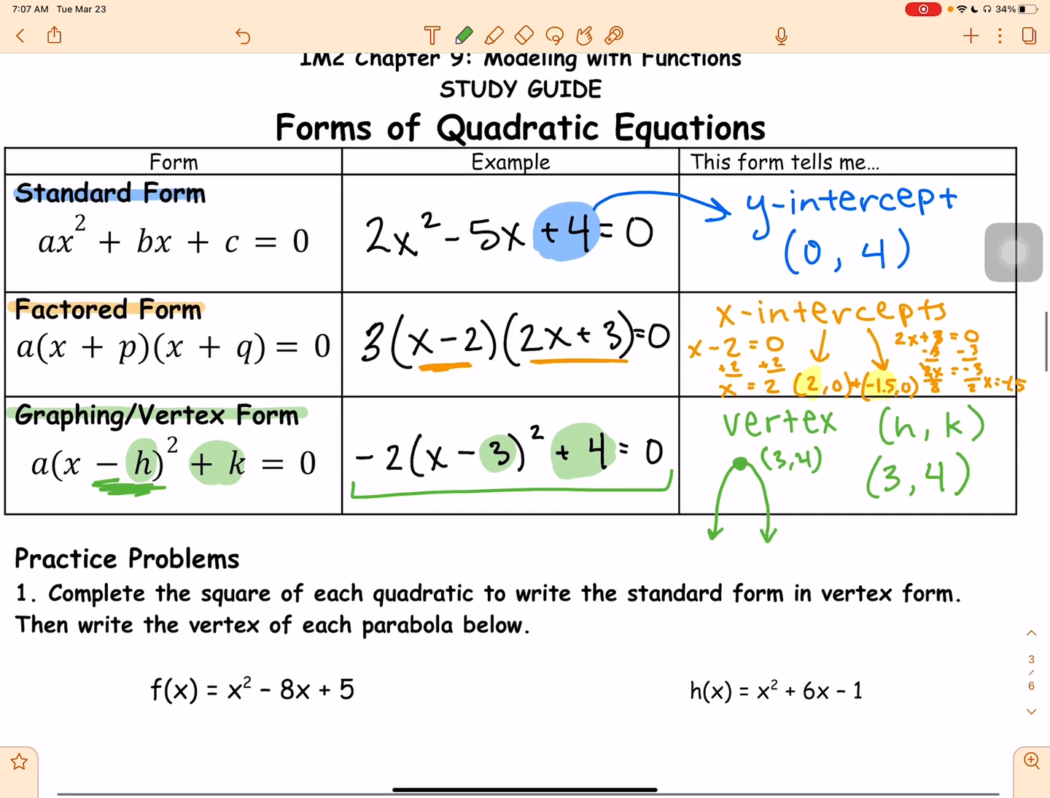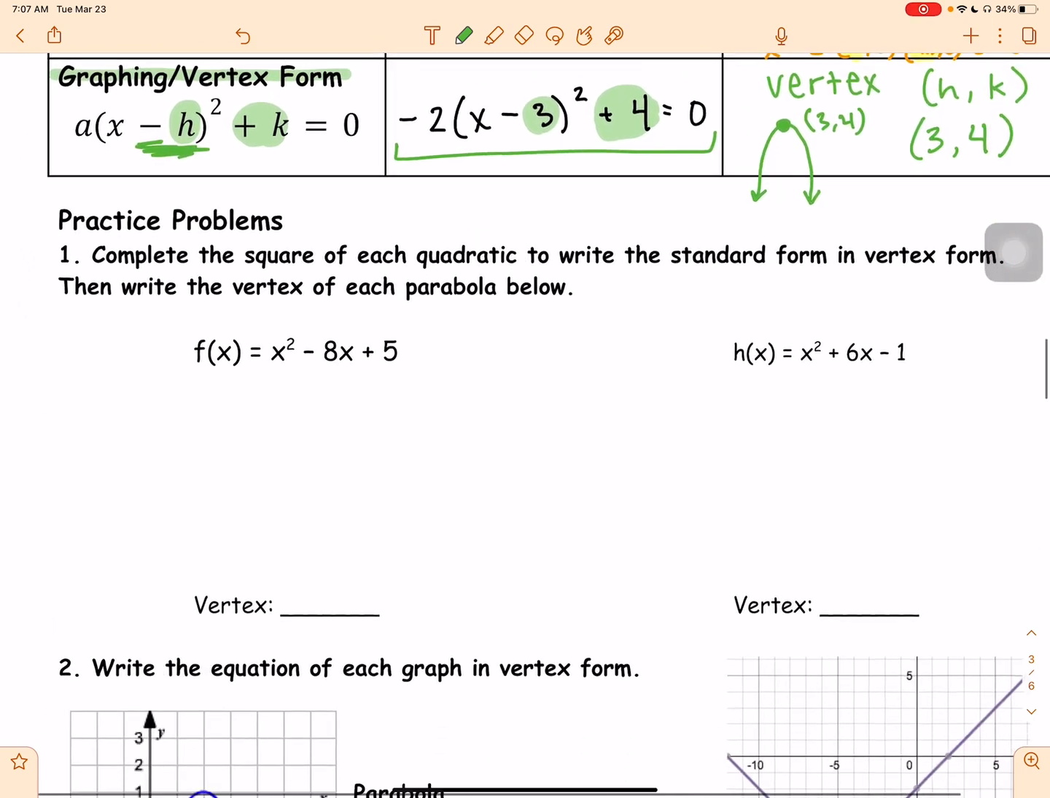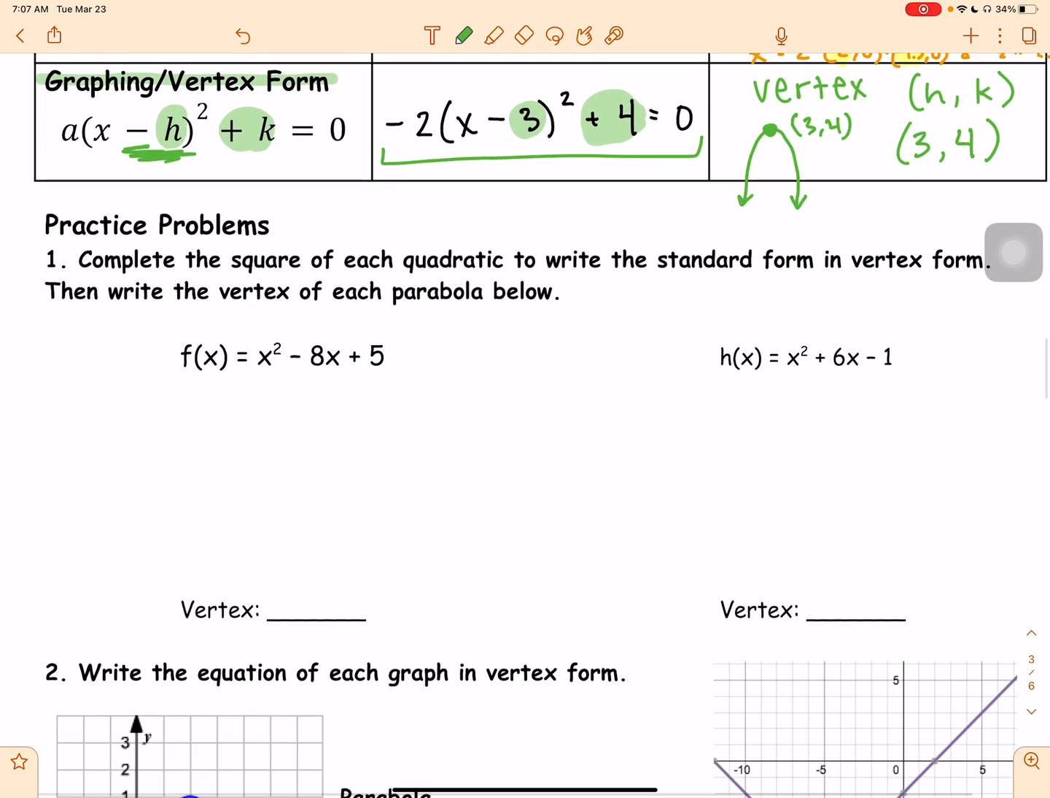Okay, so let's do a few practice problems. So it says here, completing the square.